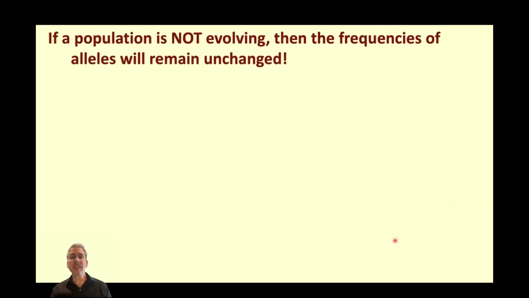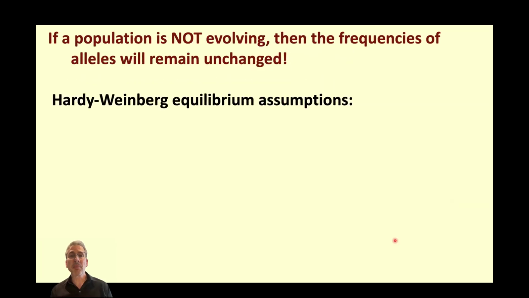So if evolution is essentially the changing of frequencies of alleles in populations over time, let's think about a population that is not evolving. If we have a population that's not evolving, then the frequencies of all alleles, and all of the chromosomes and so forth, will remain unchanged generation after generation. So this basic concept was thought about by several individuals. These two individuals, Hardy and Weinberg, typically get credit for this work.